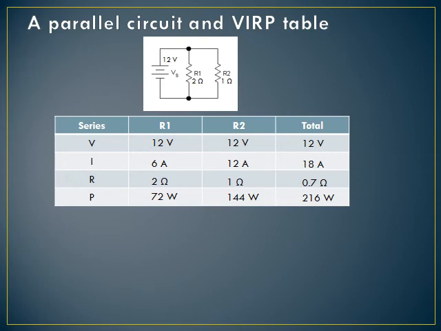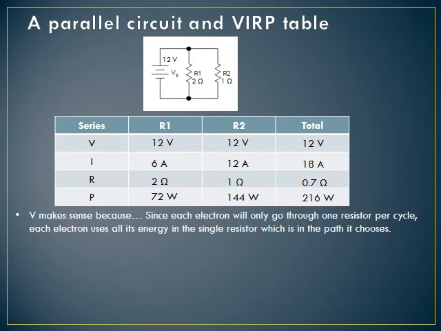Whenever you complete a VIRP table, it's really important that you go through each row and think about whether the values make sense. So in this circuit, the voltage values make sense because since each electron will only go through one resistor or one path, they're going to dump all of their energy in that resistor, which means the voltage is the same through each path.